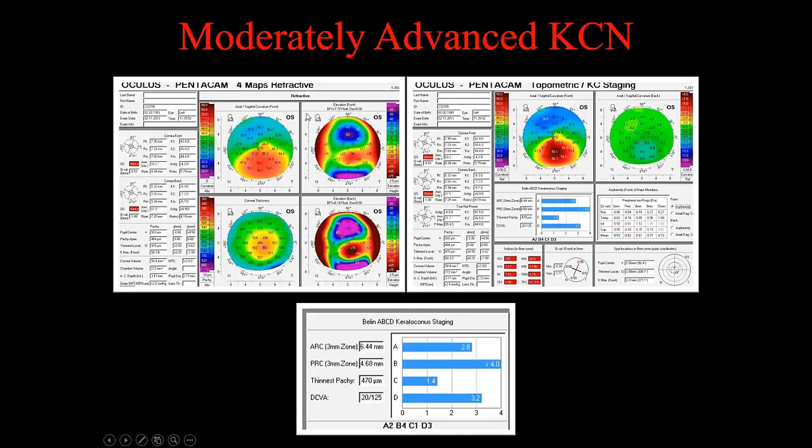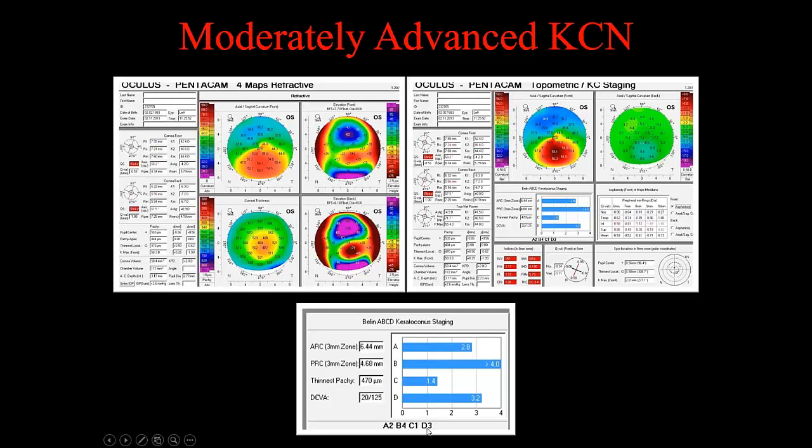Here's an eye with moderately advanced keratoconus. I think no one would really miss it, but notice the ABCD classification. A2, B4, again, a much larger posterior ectasia than anterior ectasia, but the cornea is not that thin, 470, it's only C1. And because, again, we have significant changes in the anterior surface, vision is significantly reduced. A2, B4, again, moderate change in the anterior surface, marked change in the posterior surface, minimal corneal thinning, but significant decrease in visual acuity.